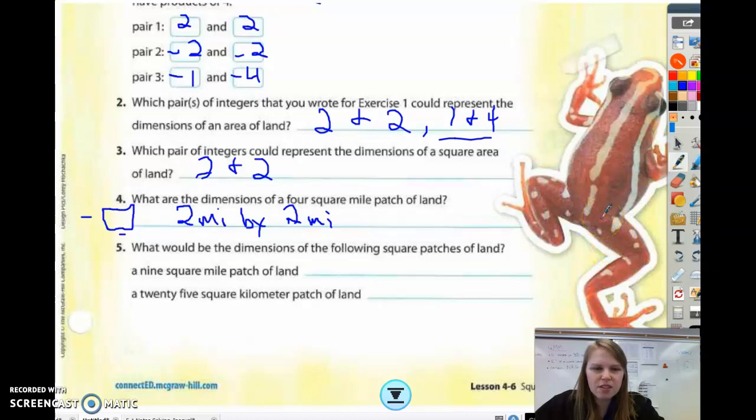Number 5, what would be the dimensions of the following square patches of land? What if we had a 9 square mile patch? How long would the edges be? 9 square miles, and it says here they are square, so it has to be even on both sides. What times itself gives us 9? 3 and 3, right? 3 miles by 3 miles.